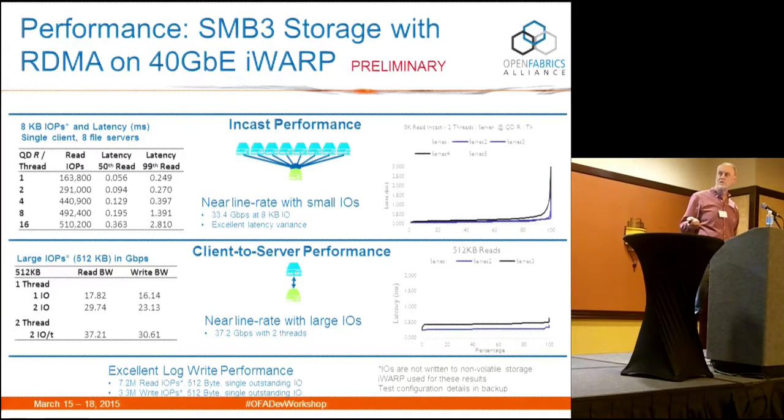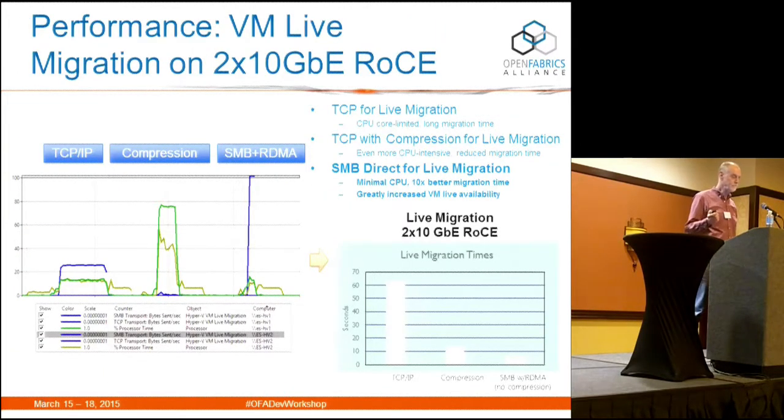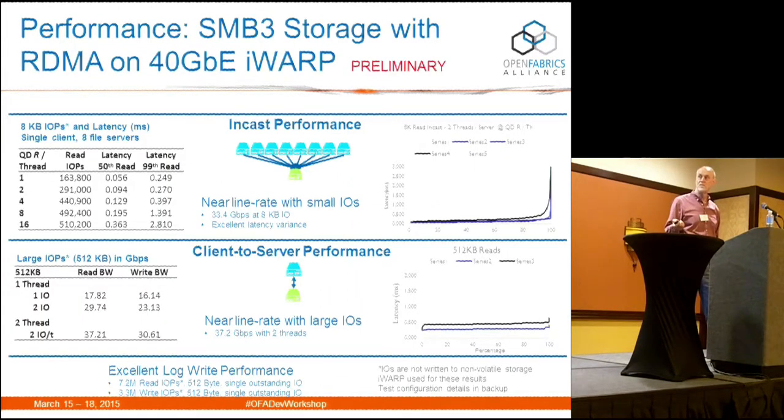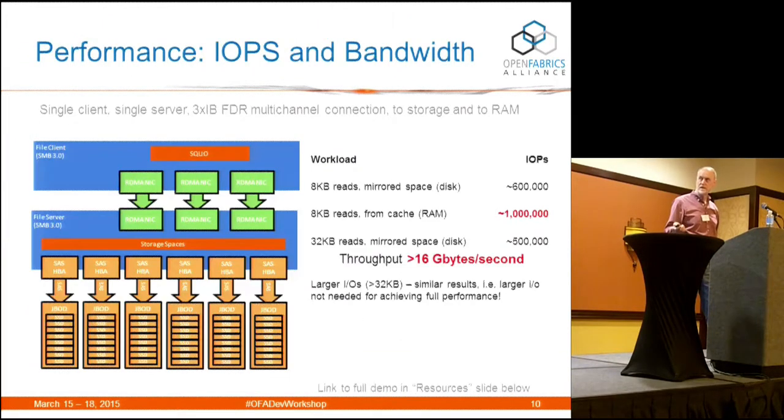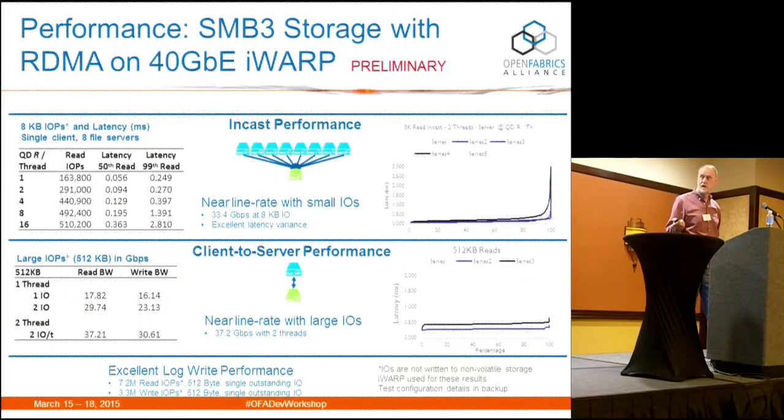We have a similar result for large I/Os and a little thing for log write at the end, but I'll just gloss over those in the interest of time. Third one is VM live migration. Oh, that second one, by the way, was 40 gigabit iWarp. These were Chelsea cards. The configuration is down in the backup. So this was InfiniBand. This was iWarp.